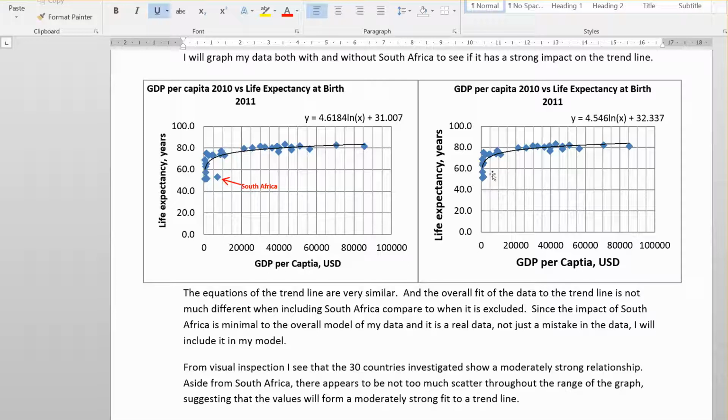And so you can make a comparison between the two. You can do one with South Africa and one without, and just note how it might change your values. It may be harder to describe on a log graph, but on a linear one you could look at how it changes the gradient, for instance.